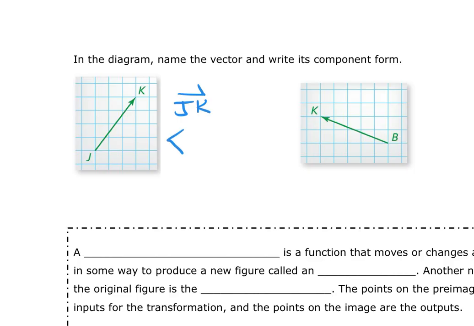And then when I put the component form in here, we got to count how far are we moving. We went 3 to the right. And 4 up. So our component form would be <3, 4>. Okay. Just remember, once again, it is not an ordered pair, guys. Okay, it's not the ordered pair (3, 4). This is something totally different. That's why we don't use parentheses. That's why we're using a different symbol.